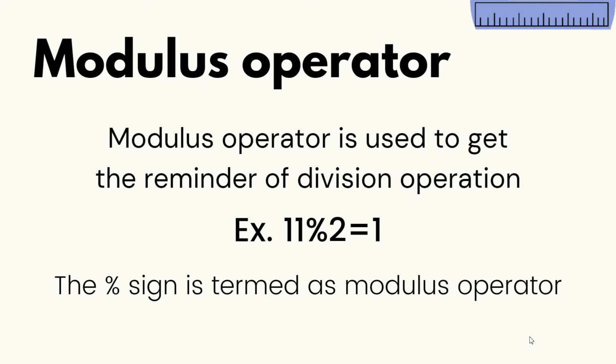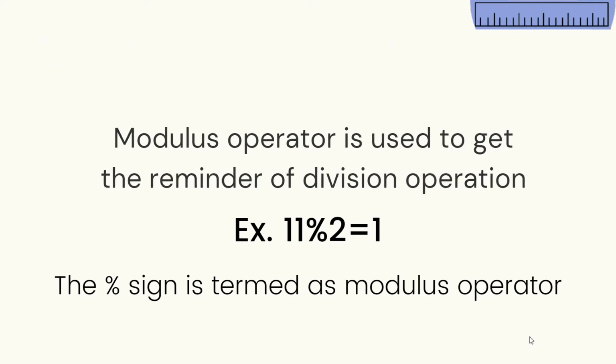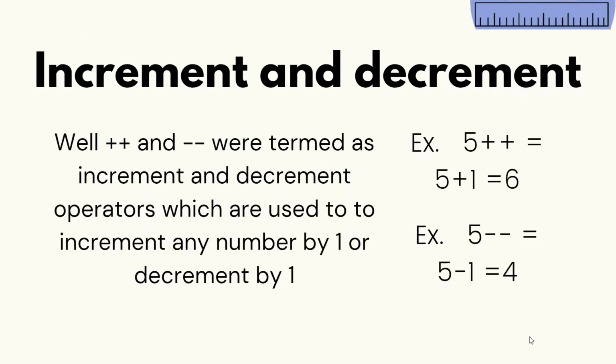And next, coming to increment and decrement. We have the increment operator as ++ and the decrement operator as --. What are these? If you want to increment any number by 1, you don't always have to use plus 1 plus 1 plus 1. You just have to use ++.